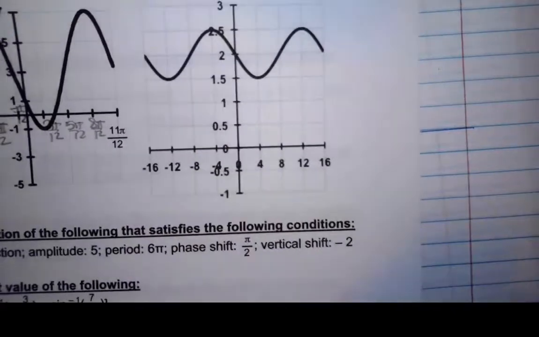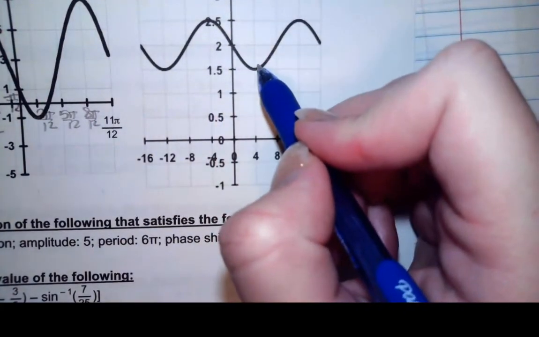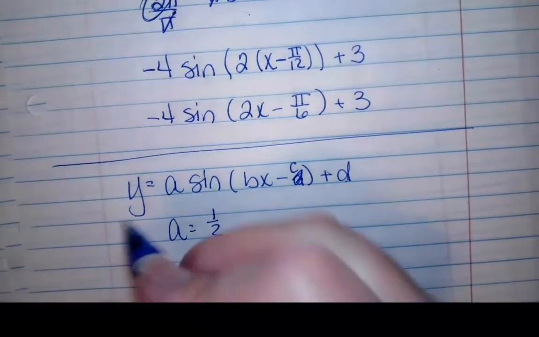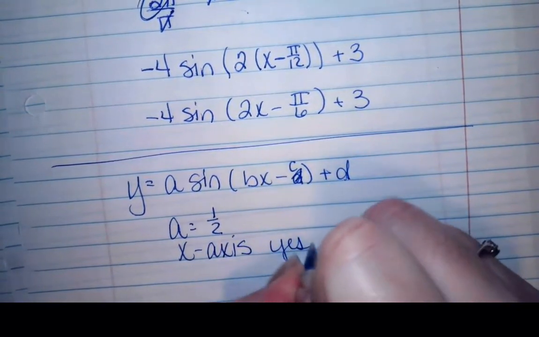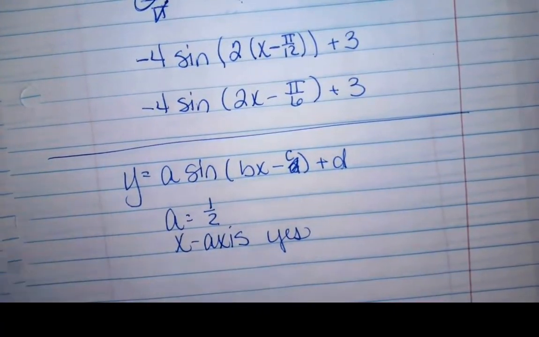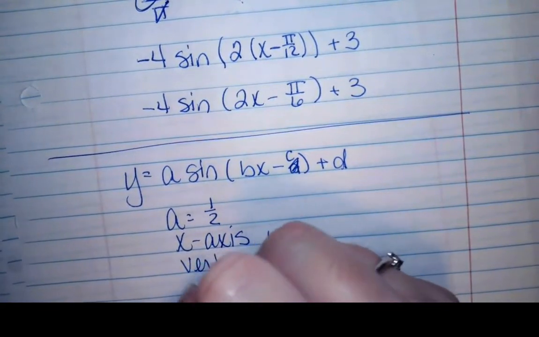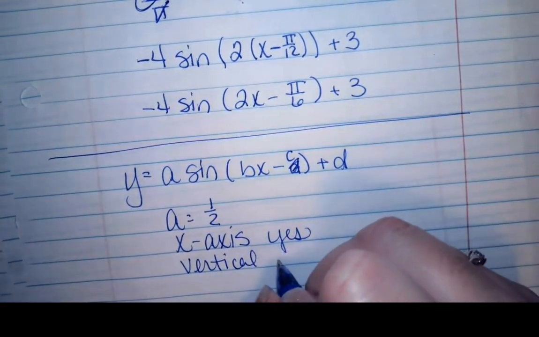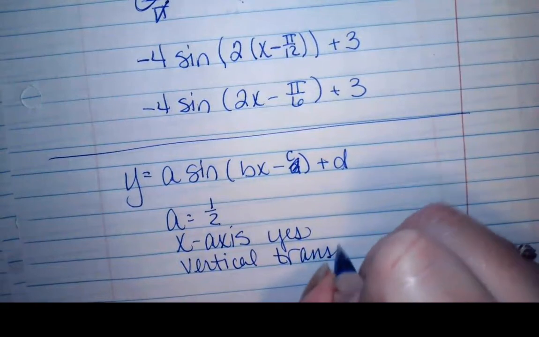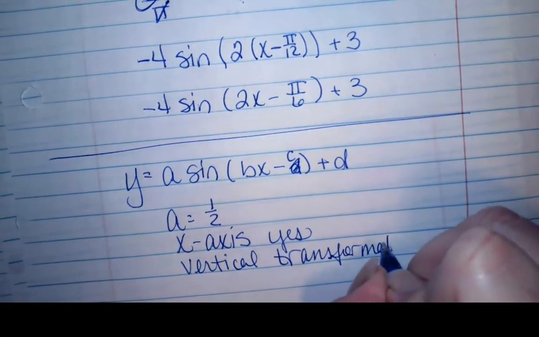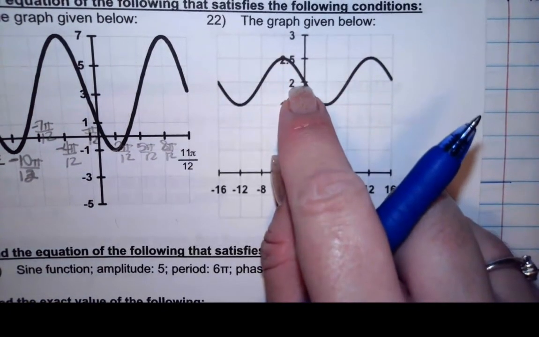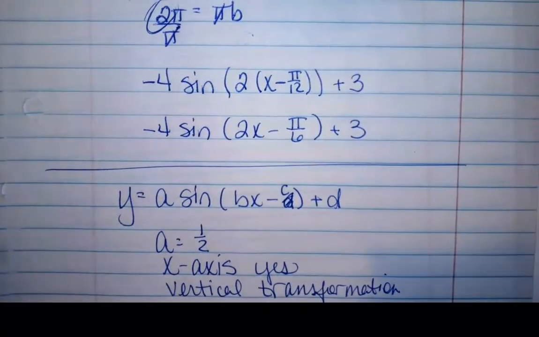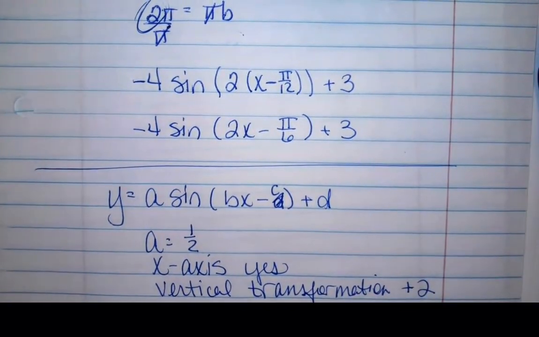Did it get flipped? From the center, did it go down? Yes, it did. So I have an x-axis reflection. Next thing I want to do is find out if I've got a vertical transformation. Basically we get all the easy stuff out first. Remember, this thing is supposed to hit 0, 0, but where did we take it up to? We took it up to 2. So my vertical transformation is plus 2.